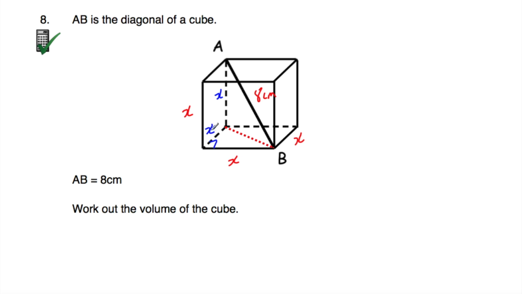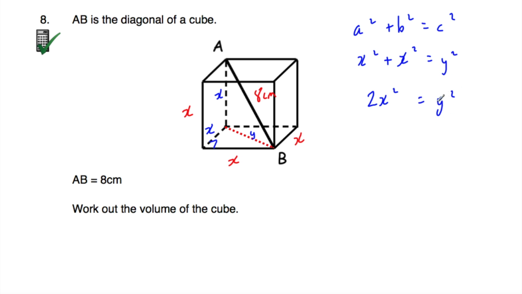So the two shorter sides are the x, and we're trying to find this length here. I'm going to just call that y for the moment. So for this right angle triangle, a squared plus b squared equals c squared. A squared is going to be x squared, plus b squared, that's going to be x squared as well, and that's equal to c squared. I'm just going to call that y, so it's going to be y squared. x squared plus x squared would be 2x squared, and that's equal to y squared.